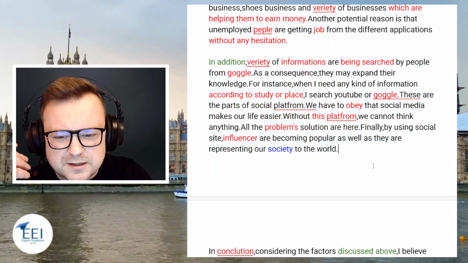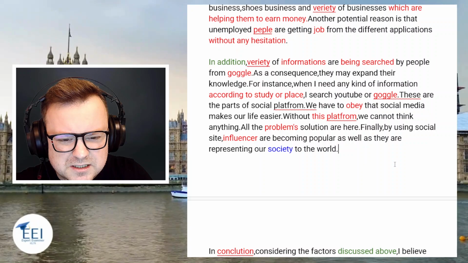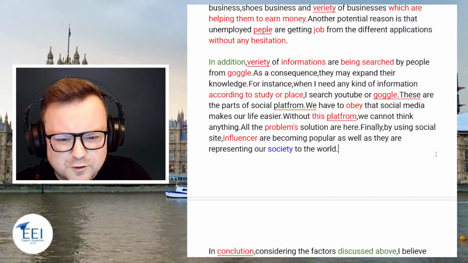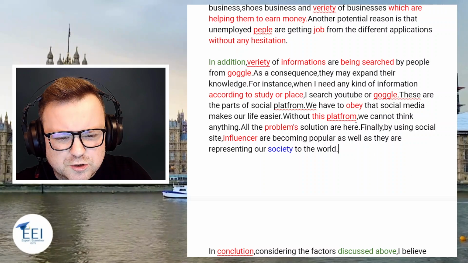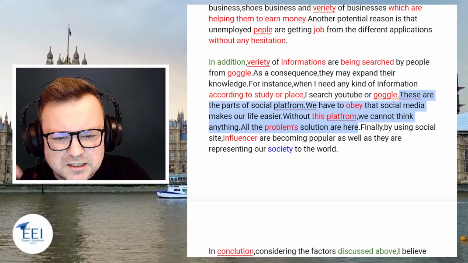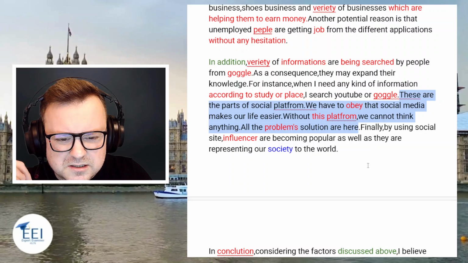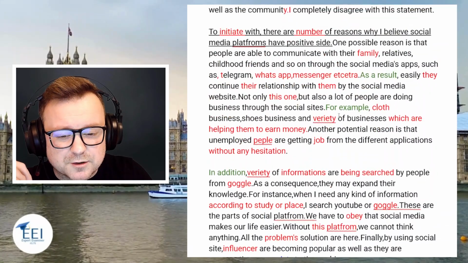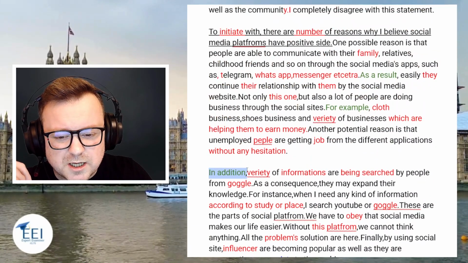We have to obey that social media make our life easier. We cannot think anything without this platform. All the problem solutions are here. These are just stacked sentences without any linking devices. Yeah, this paragraph is particularly poor, but there are some other good examples of cohesion, like good signposting language.